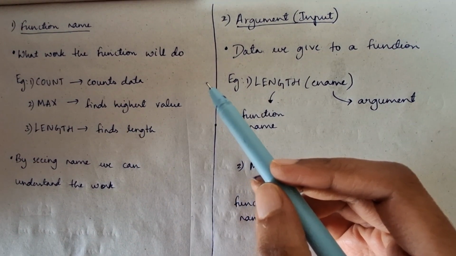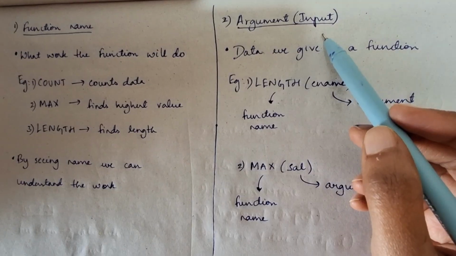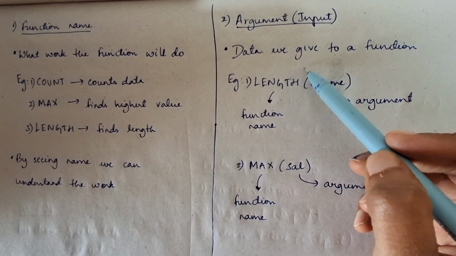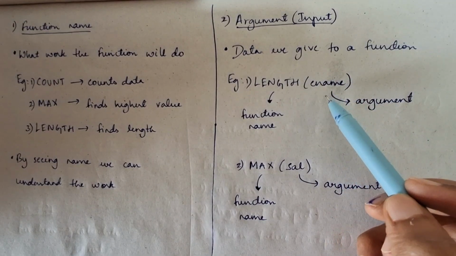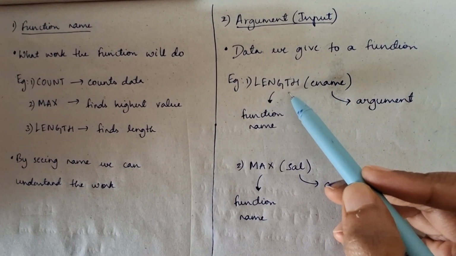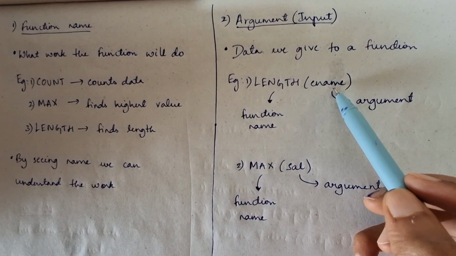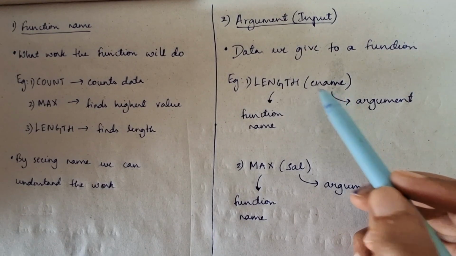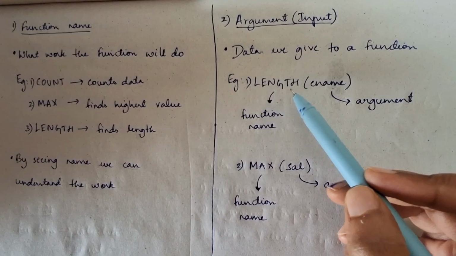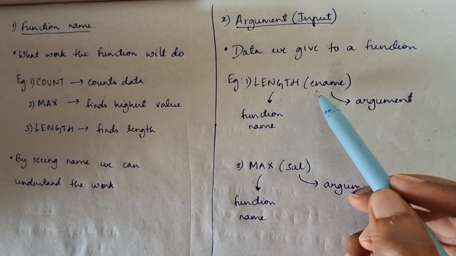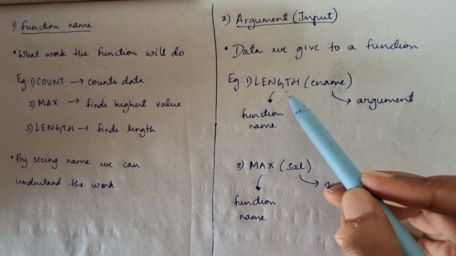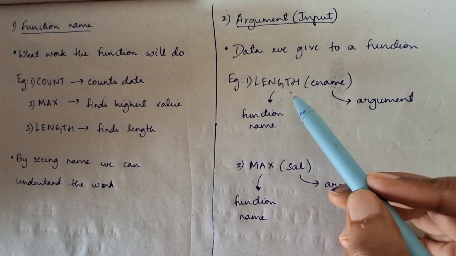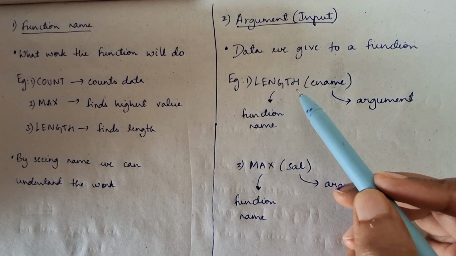Now, the second part of a function is argument, which is an input. Argument means the data that we give to a function. Here we have length of ename. Guys, here length is a function name and ename is an argument, that is the input we give to a function called length. Here ename is a column in the employee table which represents employee name. So ename is an input given to this length function and it gives the length of all the employees' names in that particular ename column.